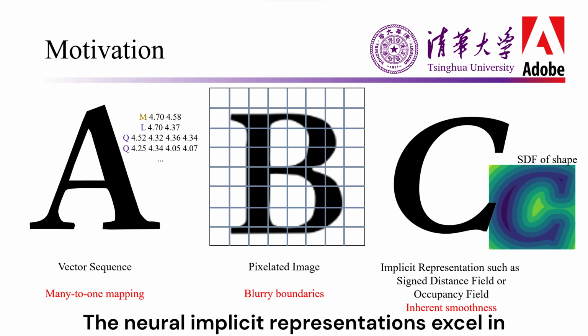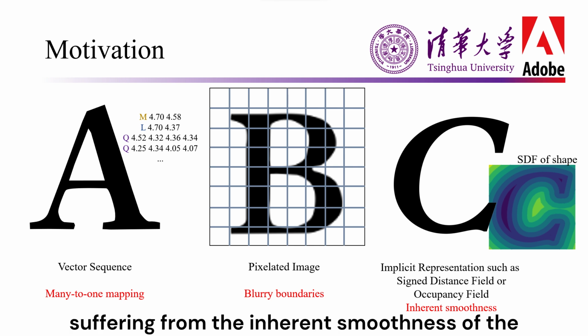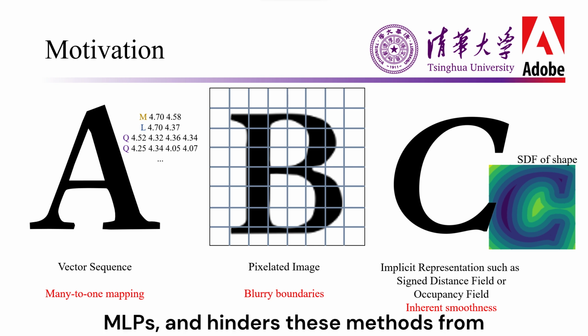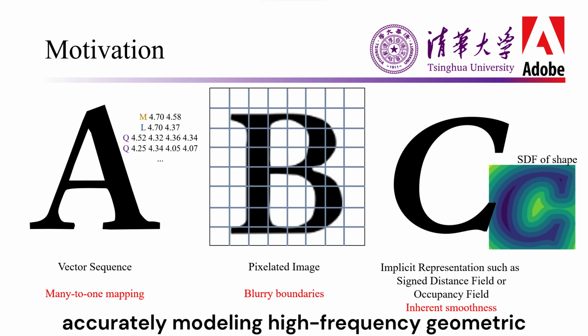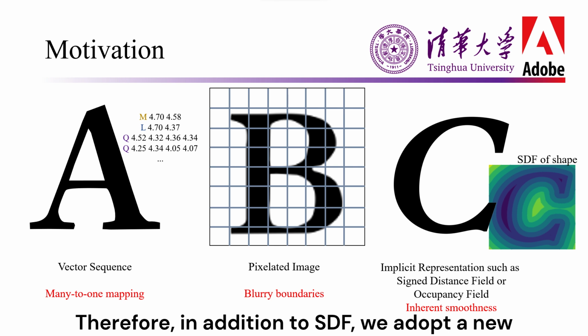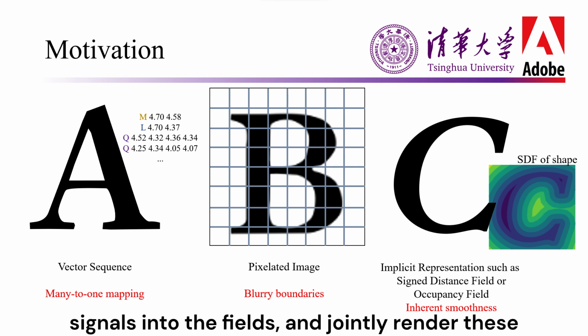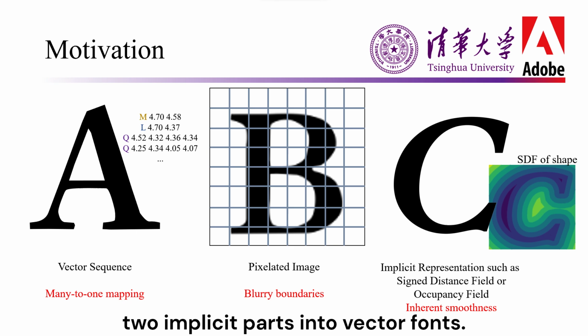The neural implicit representations excel in producing higher quality overall shape, while they suffer from the inherent smoothness of the MLPs, which hinders these methods from accurately modeling high-frequency geometric details like the corners. Therefore, in addition to SDF, we adopt a new implicit field, decompose the high-frequency signals into the fields, and jointly render these two implicit parts into vector fonts.